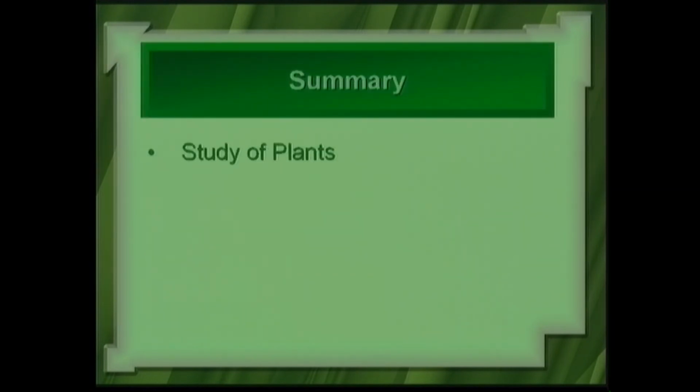In summary, we'll go over again the objectives that we did. We talked about what botany is, that it is the study of plants. We went also into the subfields of botany and biology. One of the things we said was that the different subfields of botany include horticulture, phycology, plant anatomy, plant systematics, and plant physiology. We also talked about that botany is a subfield of biology as well, biology meaning the study of living things.